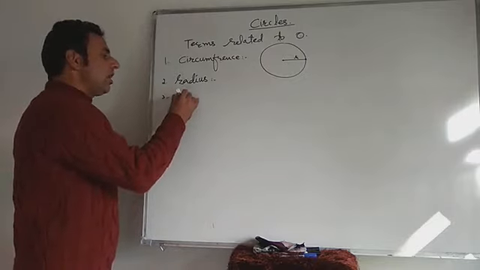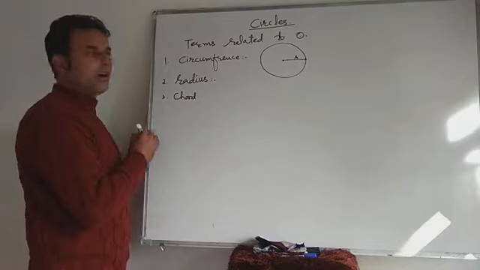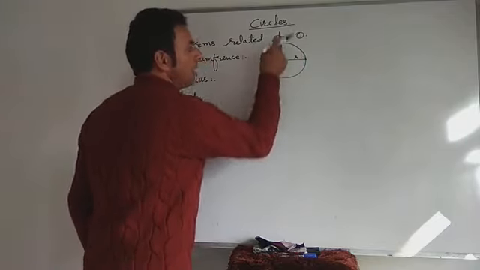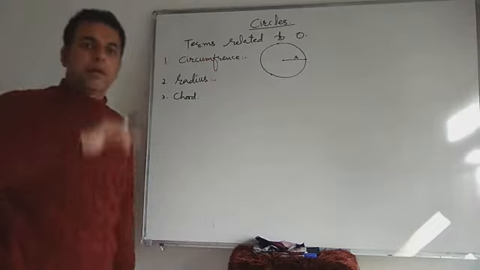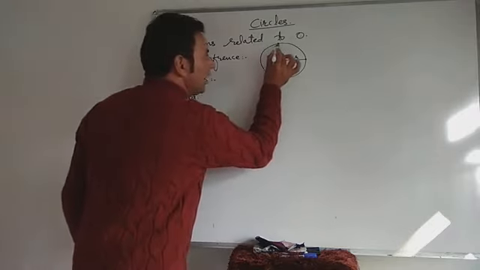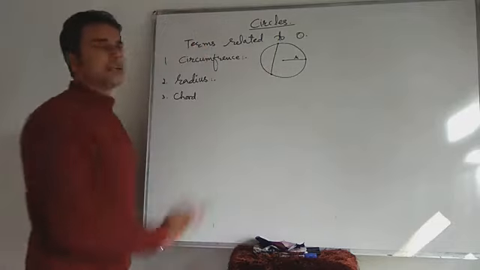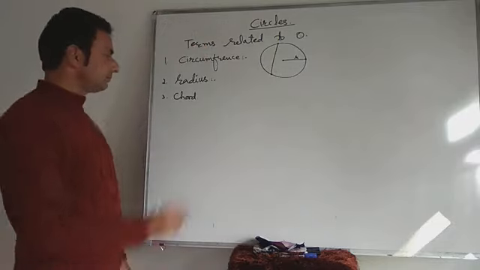Third one is chord. What is chord? You know this circumference of circle is formed in a plane by joining infinite number of points. If you join any two points from the circumference, this line segment is called chord.